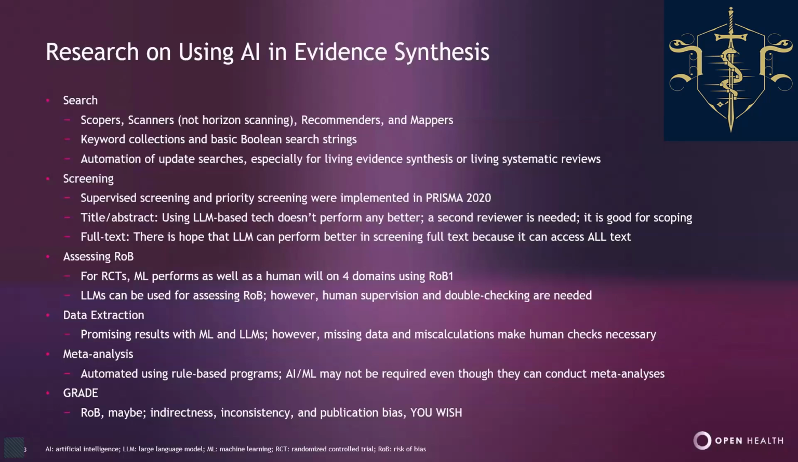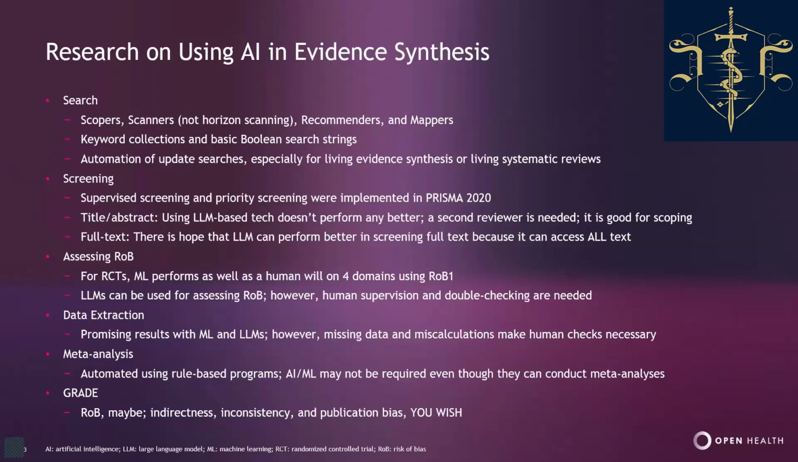Assessing risk of bias is challenging because it requires human judgment. We used to have RobotReviewer, which is not publicly available right now, that assesses the risk of bias. And in 4 domains, it is as good as a human, but not in all the domains.